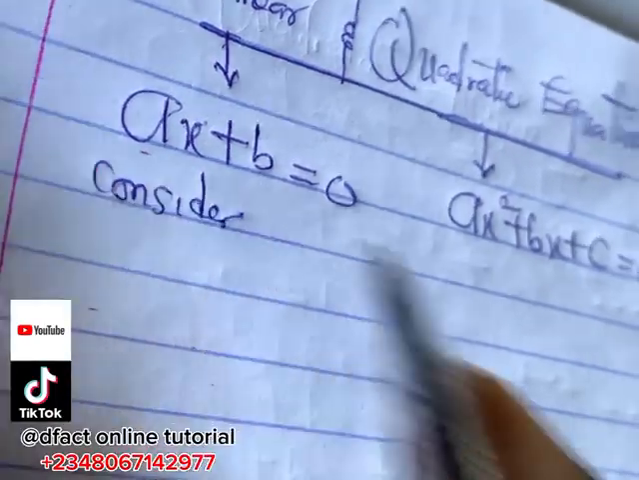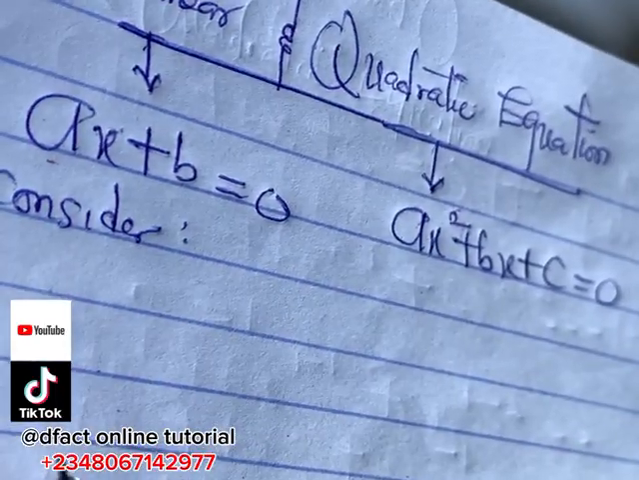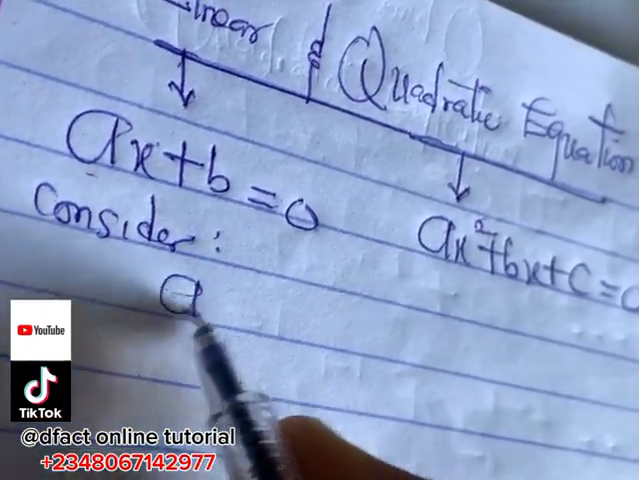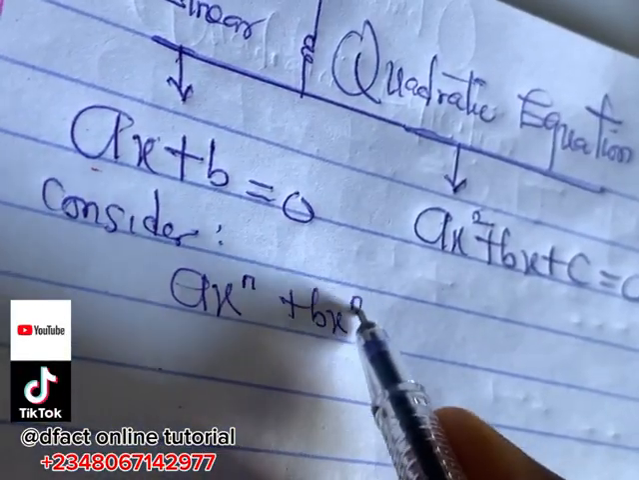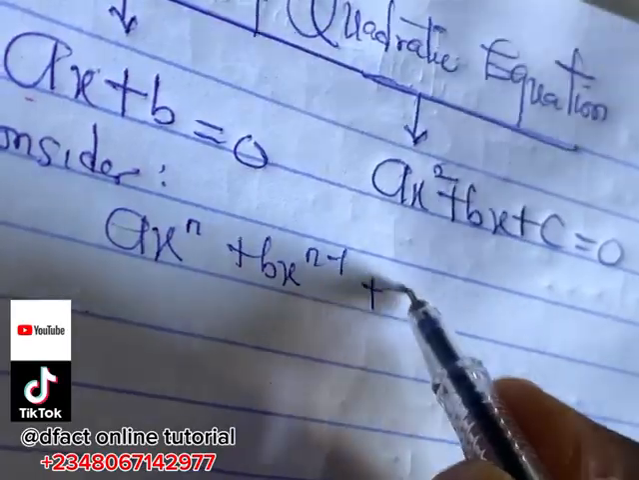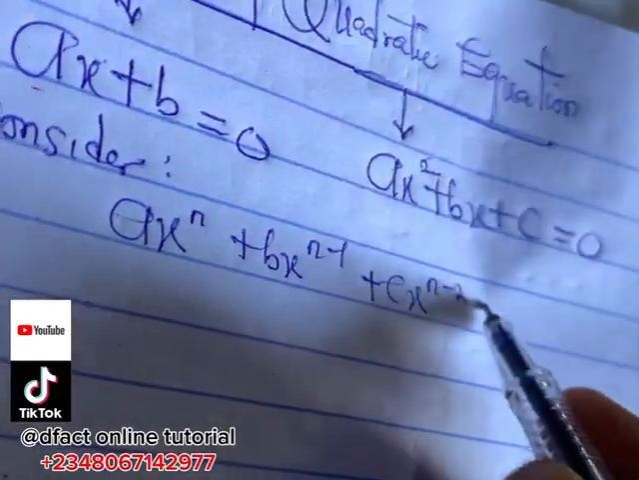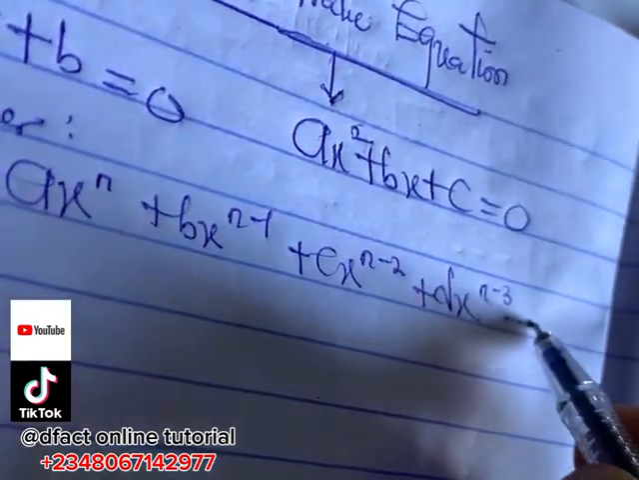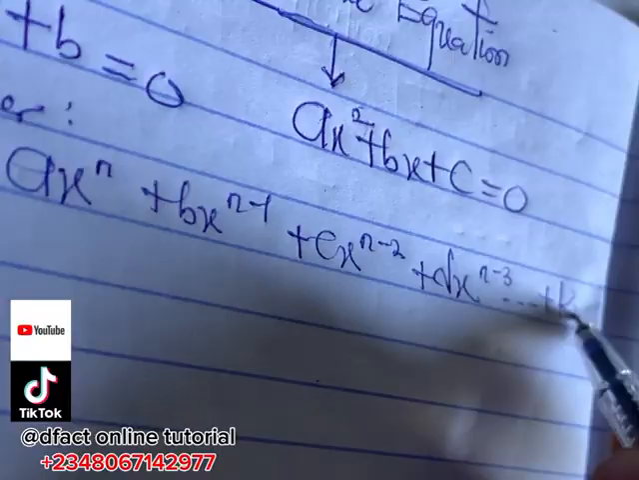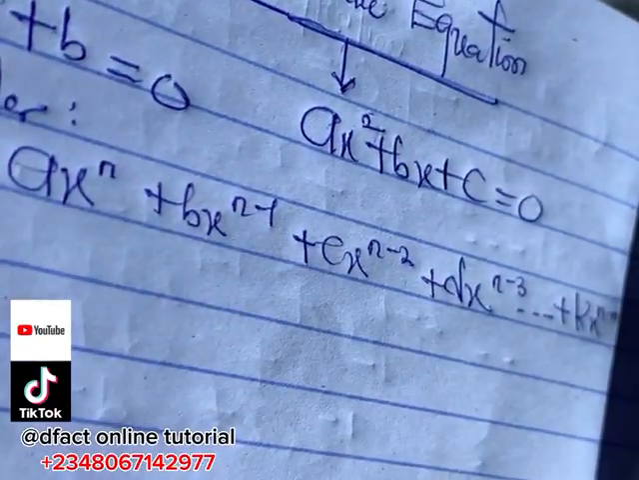Now consider this sequence, or let's say series. ax raised to the power of n plus bx raised to the power of n minus 1 plus cx raised to the power of n minus 2 plus dx raised to the power of n minus 3 and so on like that, plus kx raised to the power of n minus n to infinity like that.